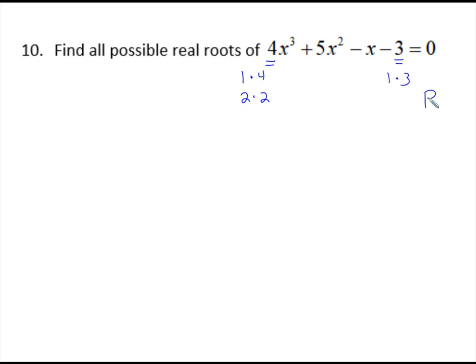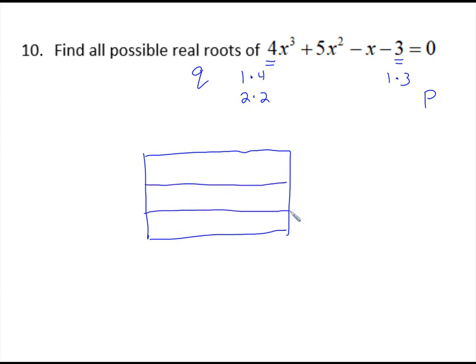So remember, these are like our p-values. These are our q-values. So how many different q-values do we have? We actually have 3 different numbers. So when I make the table, I'm actually going to have 3 different numbers. I have a 1, I have a 2, and also a 4. These are my q's. Then the p's will only have 1 and 3. So you can make a table like that.